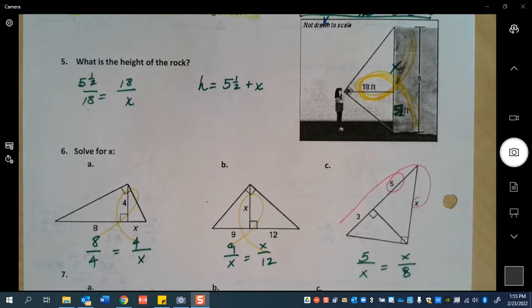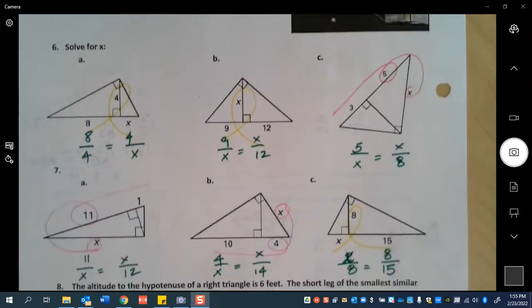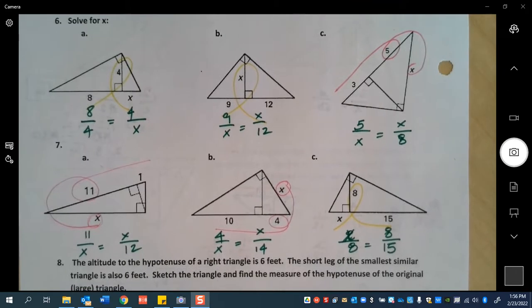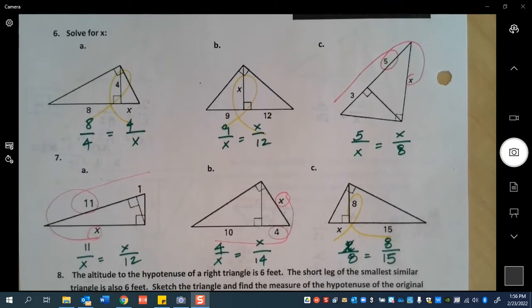All right, take a minute and look at 6 and 7, A, B, and C. See if you can understand where those proportions come from. 4 is the geometric mean between the two pieces of the hypotenuse. X is the geometric mean between the two pieces of the hypotenuse. Skip down to 7C. 8 is the geometric mean between the two pieces of the hypotenuse. Those loop-the-loops help you remember what goes where.